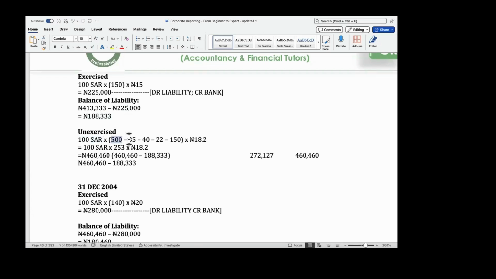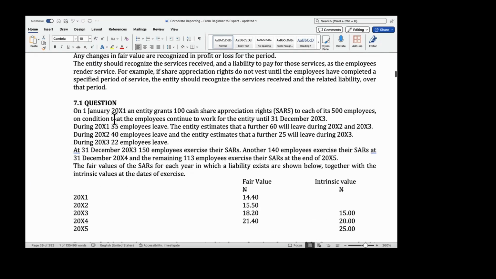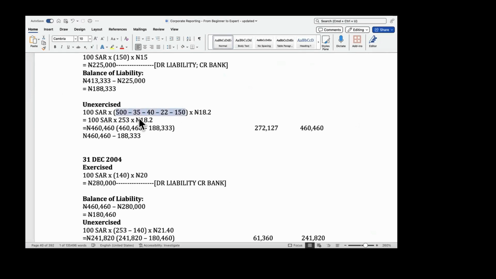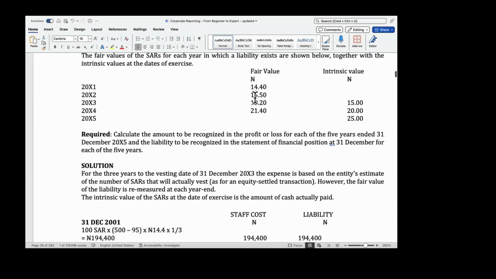And from the question, I have 500 employees, 35 left in year 1, 40 left in year 2, 22 left in year 3, and 150 have exercised. We did this together. So whatever figure you get here, which is 253, you then multiply by the fair value of that right at the end of 2003, the fair value of the rights, not intrinsic value here. We want to get the value of those that did not exercise so that we can know how much we are owing those ones. So this 18.2 is the fair value of the rights at the end of 2003.